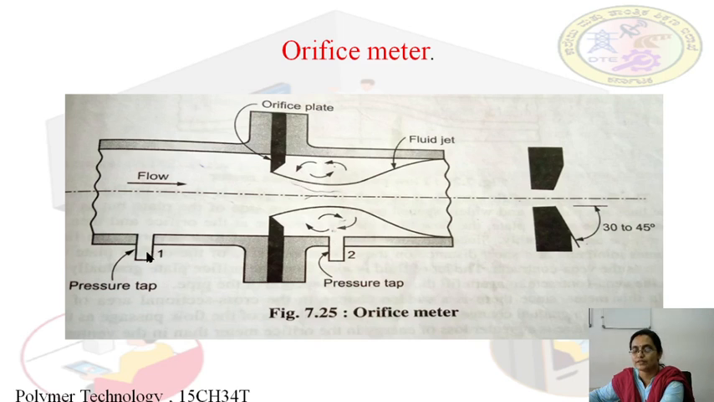So there are two pressure taps, 1 and 2. Tap 2 is the low pressure tap and tap 1 is the high pressure tap. By connecting a manometer to these, we can measure the pressure reading of the orifice meter, and from the pressure reading we can measure the flow rate. When the fluid flows, acceleration occurs. As a result of this acceleration, high velocity is produced and a low pressure area is created.